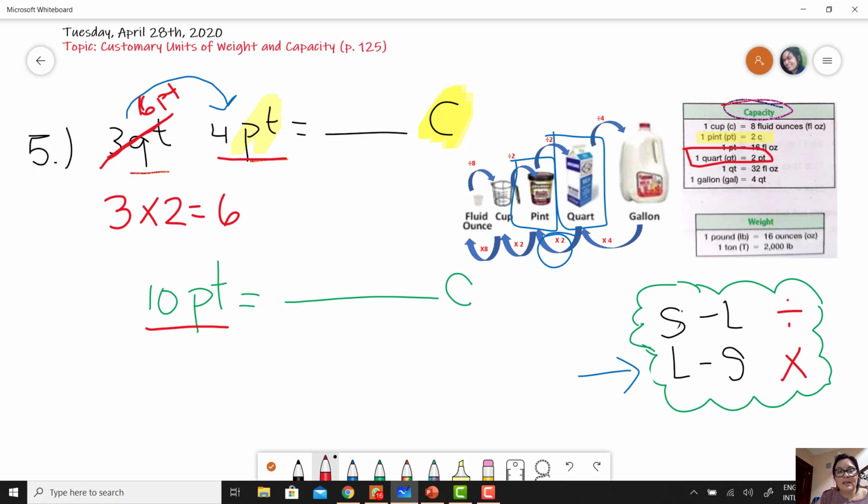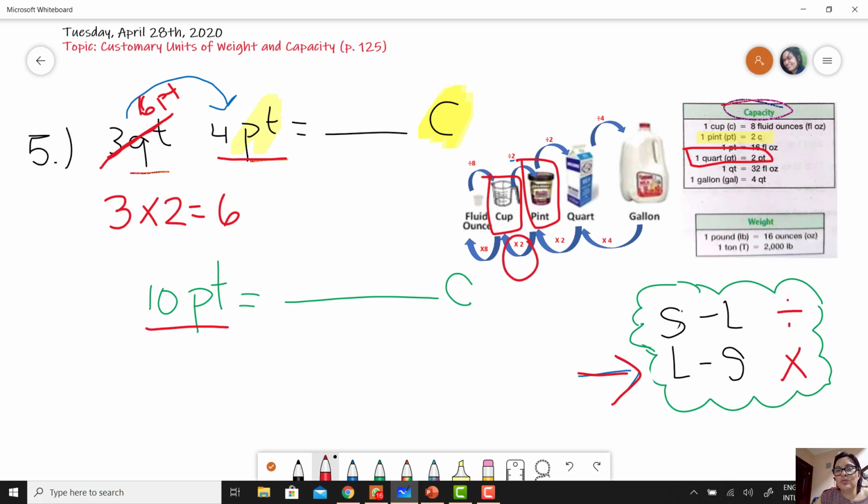Cups, a tazas. So, if we are changing from pints to cups, here we have it, look. Pints to cups. We are changing from smaller to larger or from larger to smaller? From larger to smaller. Excellent. So we have to multiply.